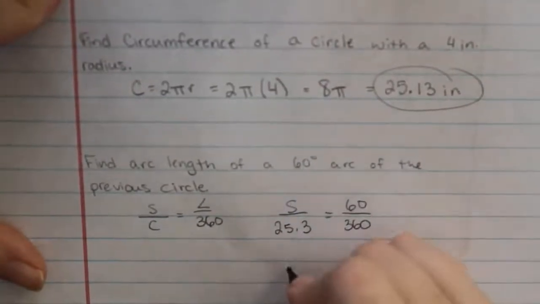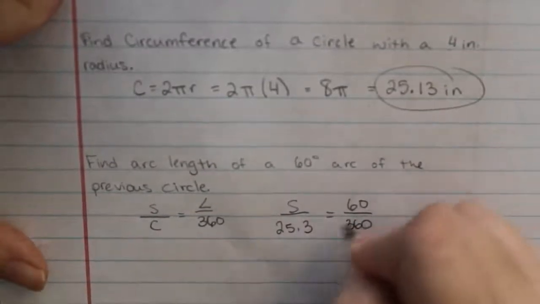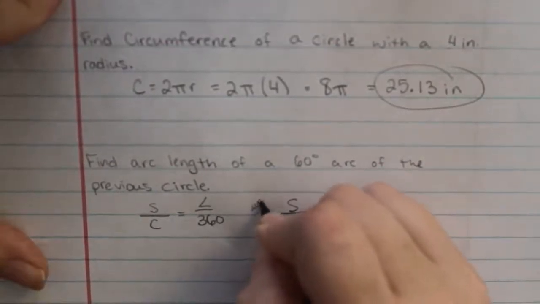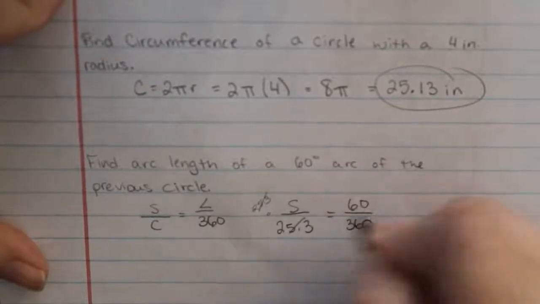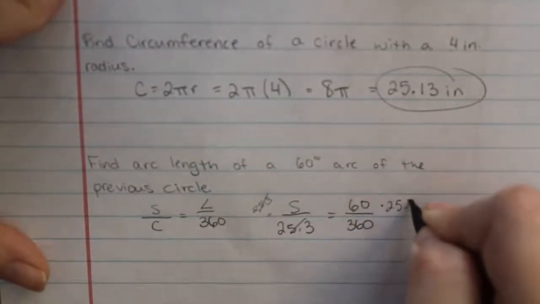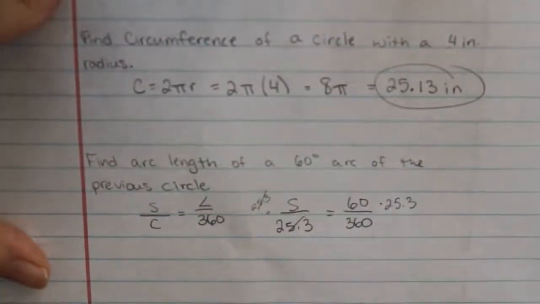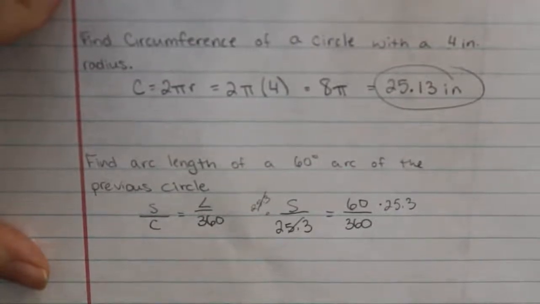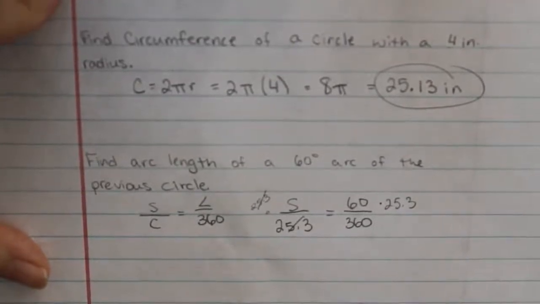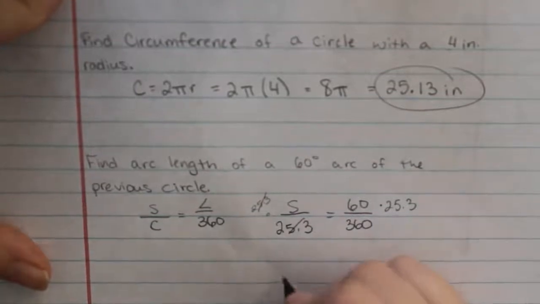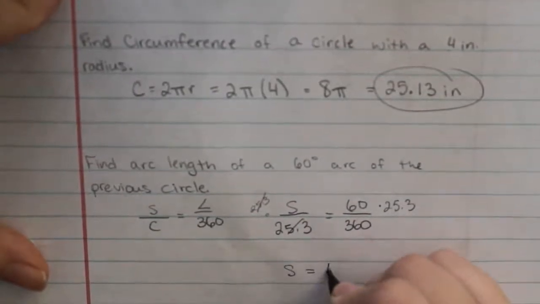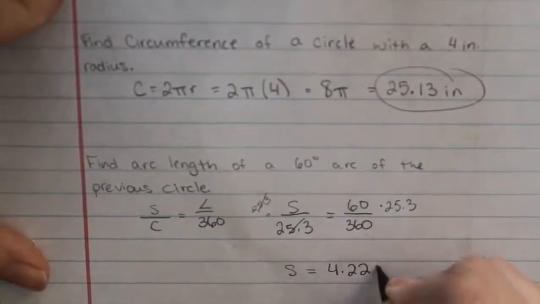Remember my shortcut where we just multiply both sides by the 25.13 to cancel that out there. And we are going to end up with 60 times 25.13 divided by 360, and we're going to end up with our sector length being 4.22 inches.